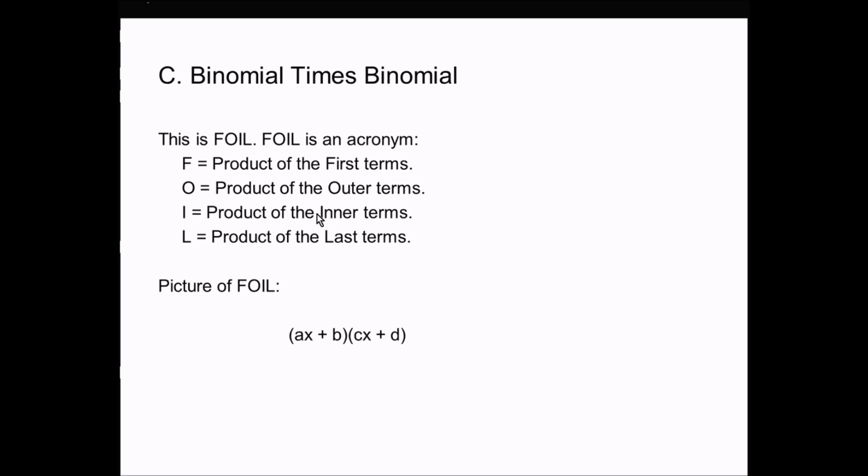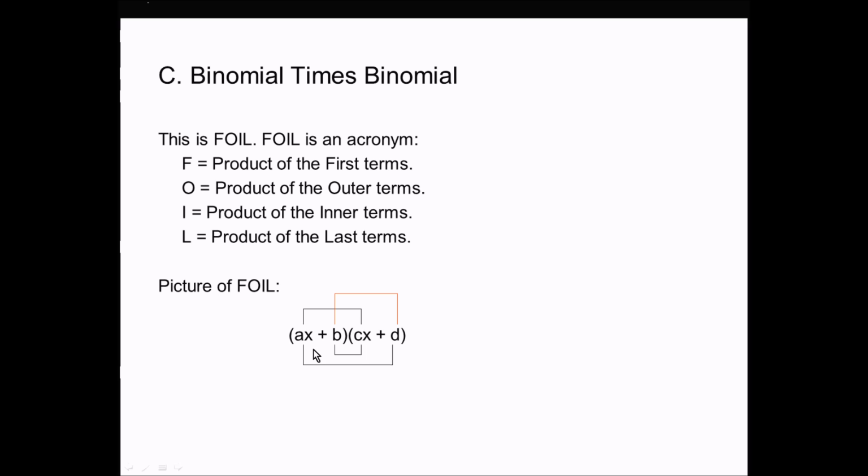So the picture of FOIL. Here's my general binomial times the general binomial. The A and the B and the C and the D will be numbers that I'll give to you. So if I do the first, I'll have AC x squared. If I do the outer, I'll have ADx. If I do the inner, BCx. And the last, I'll have BD.